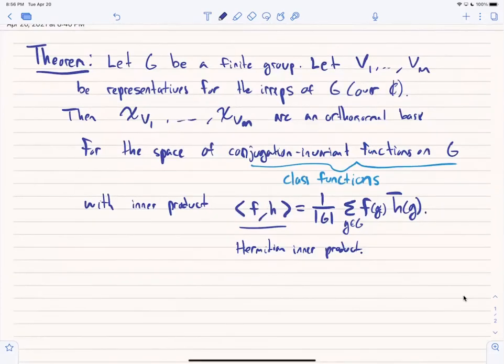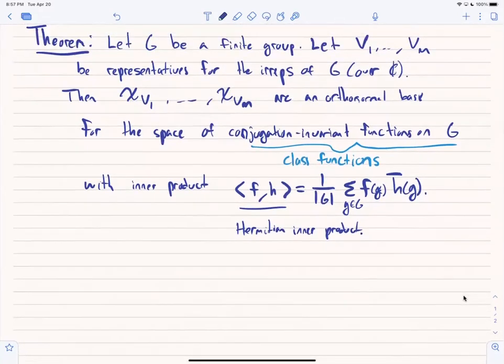This says we have a finite group, and if we fix representatives for the irreducible representations of G, then the characters of those irreducible representations give you an orthonormal basis for the class functions, with this specific inner product. Let me say some corollaries of this before we prove the theorem.